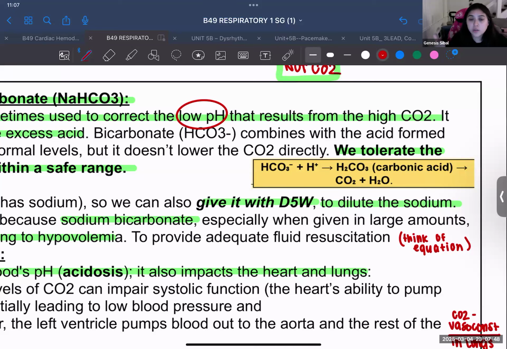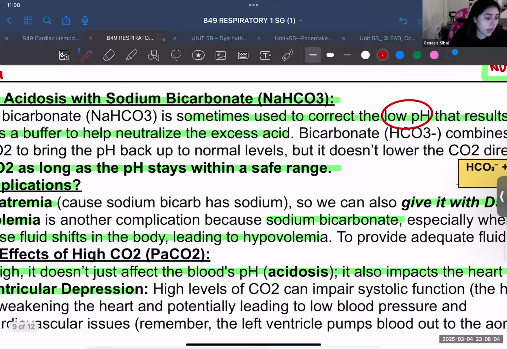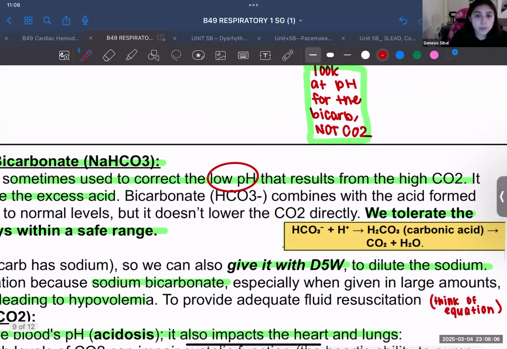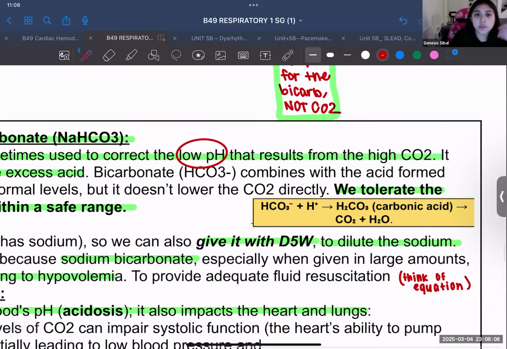So that's where we get the CO2 being exhaled from, and that helps to lower our pH technically, but doesn't change the CO2 range. It basically just helps exhale extra CO2, and then you end up having another leftover of H2O, so water. So that's where you get the hypovolemia from, because it's going to help you excrete all of this extra water. So that's kind of the equation.